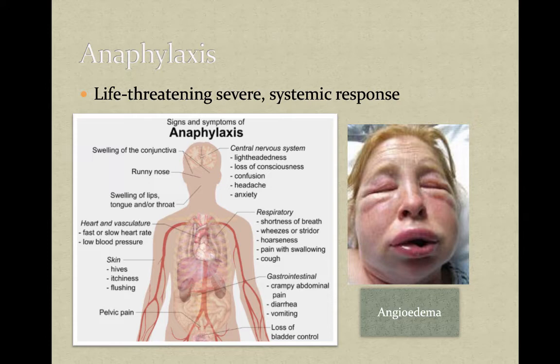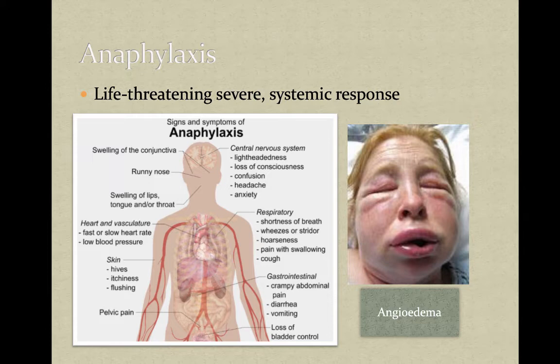This is due to the massive amount of histamine that is released in the body, along with other substances that cause vasodilation, such as bradykinin and prostaglandin. This is life-threatening. This is a severe systemic response. What you see here in this picture is something called angioedema. So angioedema is sort of one of the characteristic signs and symptoms of anaphylaxis.